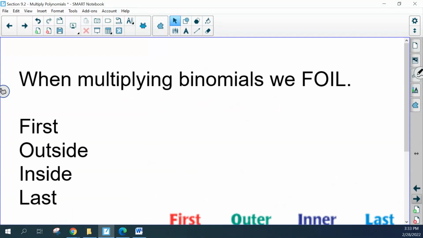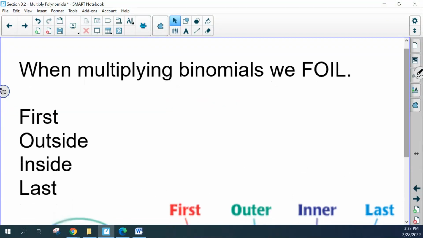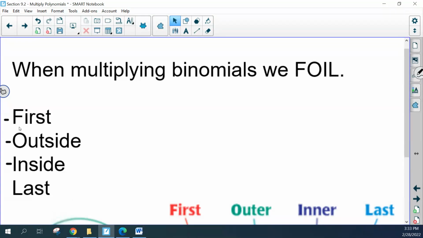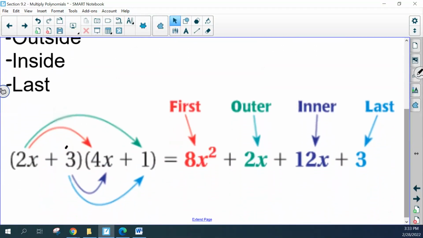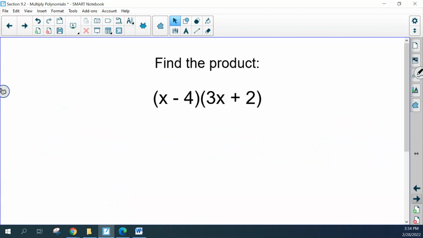All right. You have an acronym off to the side of your notes that is FOIL. FOIL is when we multiply a binomial times a binomial. So it stands for first, outside, inside, and last. So this is when we have a binomial times a binomial, like this right here, is when we're going to use this. Okay, so we are going to practice this.